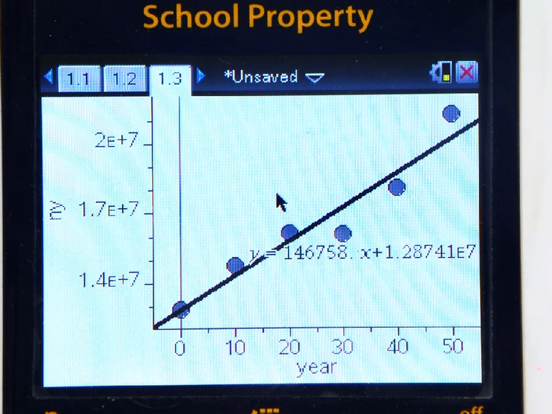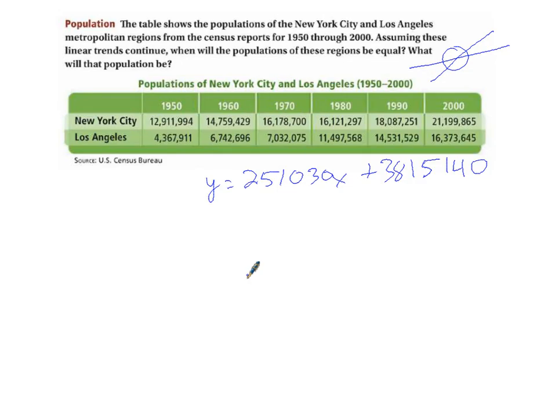It is 146,758x plus, and now we have 1.28741 E7. That means times 10 to the 7th power. So I got to move the decimal place over 7 places to the right. 1, 2, 3, 4, 5. So I'm going to have to add 2 zeros to the end. So I come back to my notes here and I write down the equation. Y equals 146,758x plus 128,741,00. That's LA. The second one is New York.